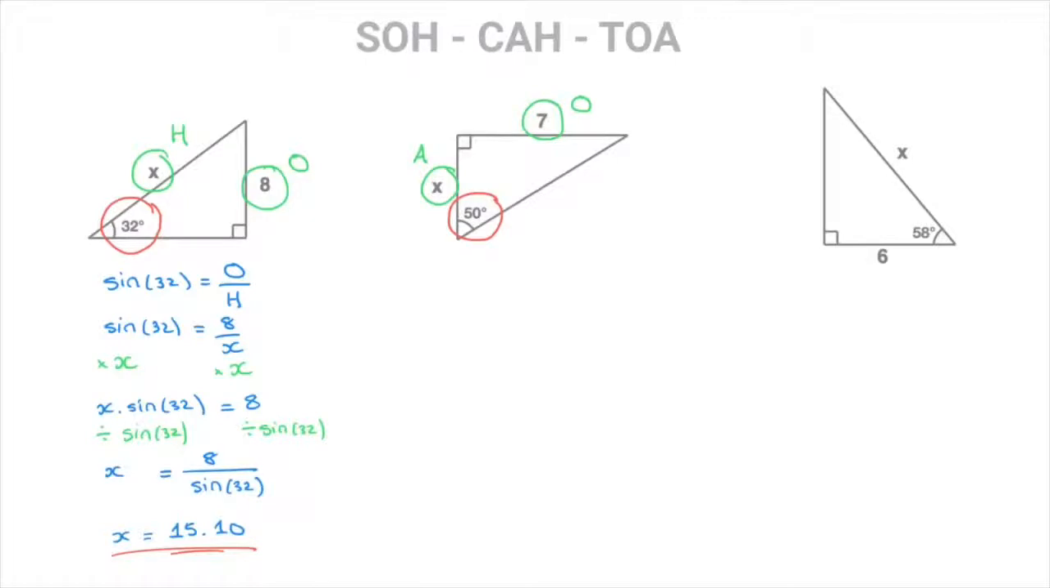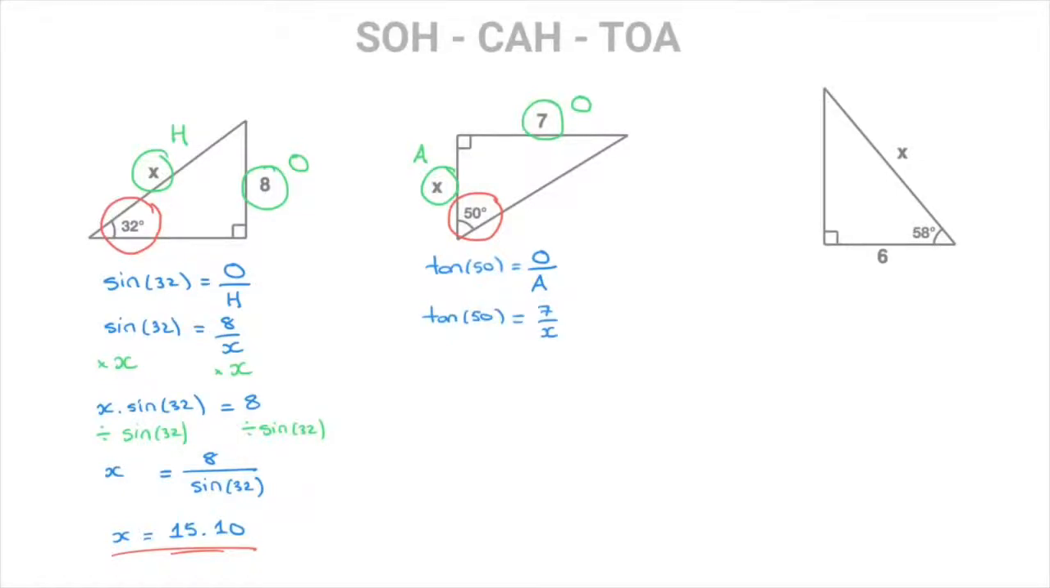And it doesn't take us long to see that the only one with both O and A is TOA, which tells us that the tangent of an angle equals its opposite side length divided by its adjacent side length. So we can go ahead and write that tan of 50 equals its opposite side length O divided by its adjacent side length A. Now replacing O by 7 and A by x leads to tan of 50 equals 7 over x.